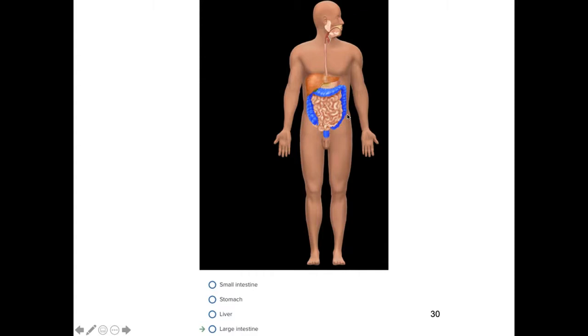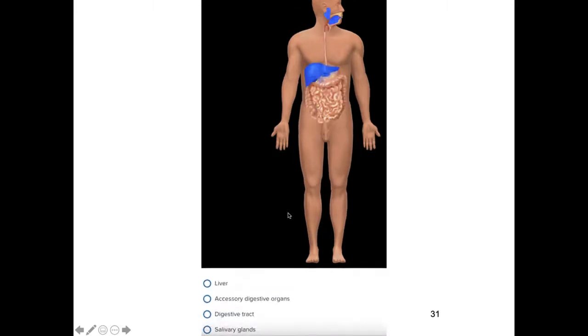So what's highlighted here in the blue? Well, that would be the large intestine in this picture. What's highlighted here, we're looking at a few different things. It's highlighting the liver. It looks like it's highlighting some of the pancreas. It looks like the gallbladder. It looks like the tongue. So what are these structures? Well, it's just not the liver.